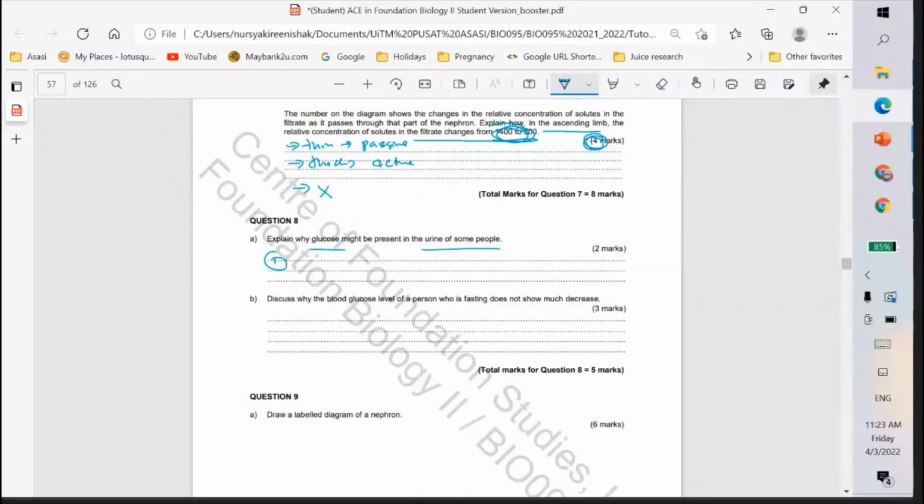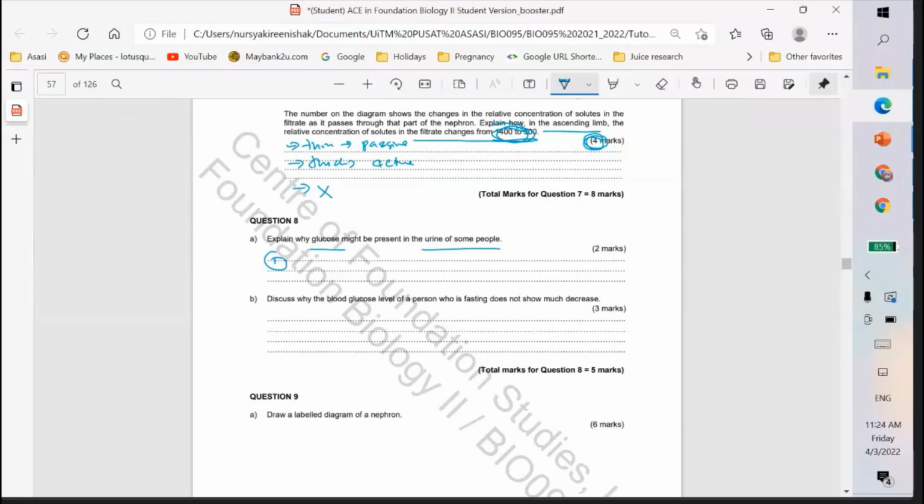But in the case where the urine of some people still contains glucose, it is due to the intake of glucose that is too high, causing this excess glucose to still be present in the urine. Even though it has been reabsorbed at the proximal tubule, there will also be some glucose present in the urine due to the high amount of glucose in the blood initially.